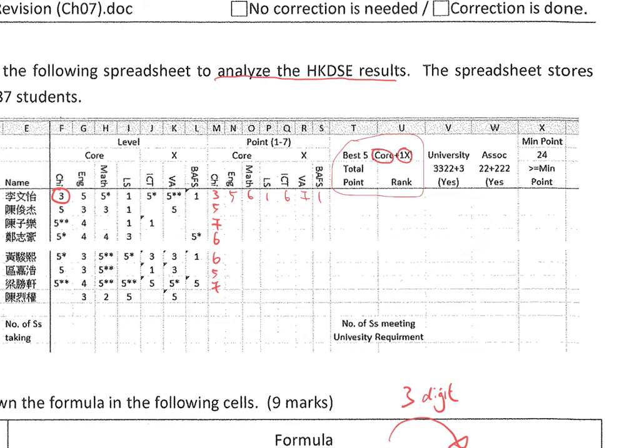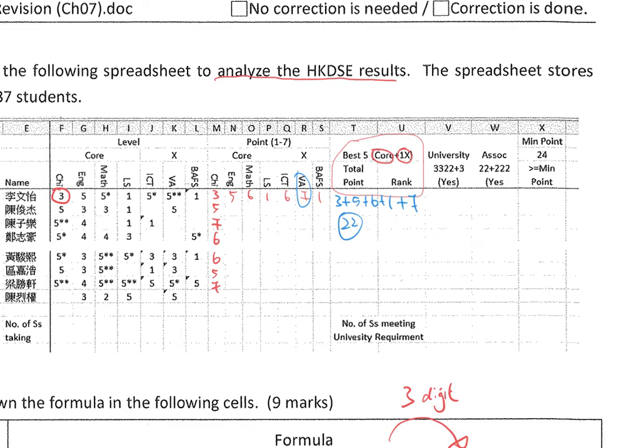In this case, we add the core subjects all together, so this is 3 plus 5 plus 6 plus 1. And then we choose the highest X subject, which should be VA, so add 7 here. Finally, her points will be 8 plus 8, 16, 22. So her points will be 22.